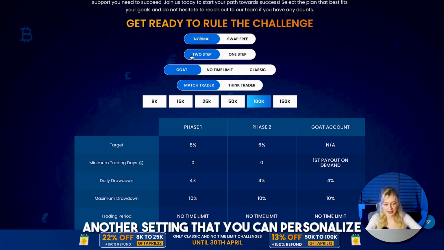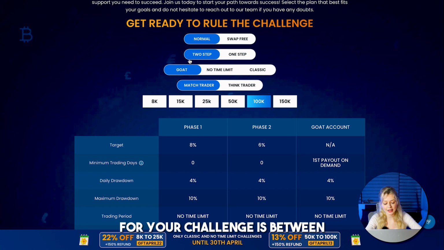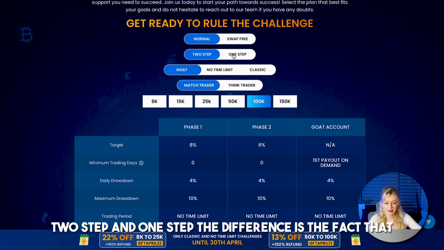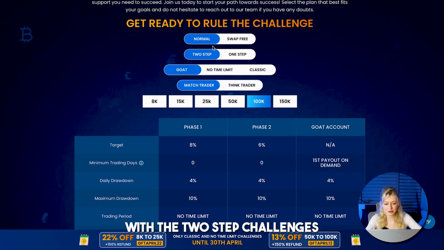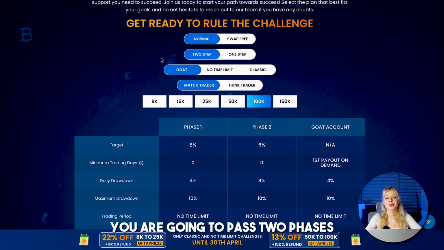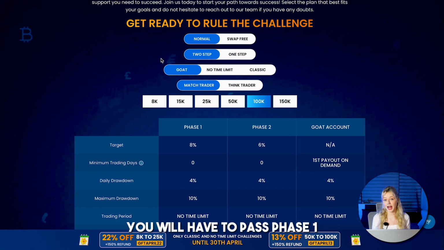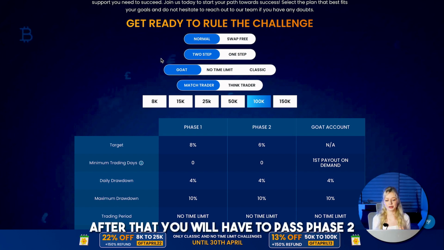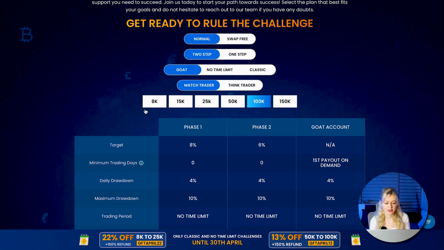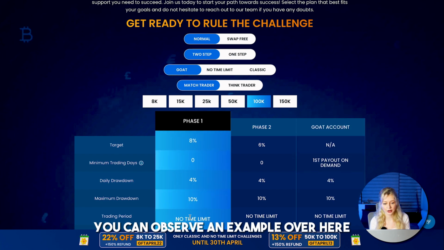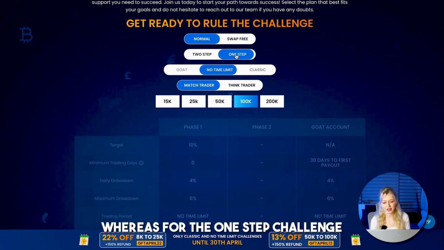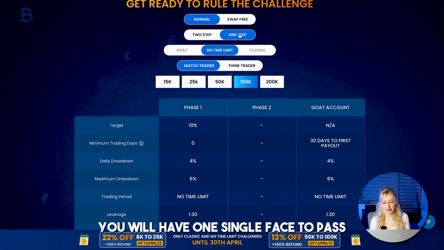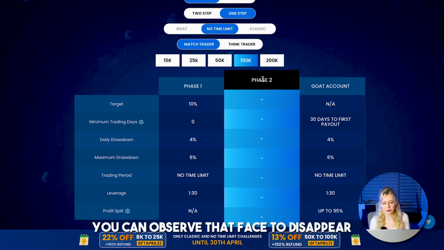Alright, another setting that you can personalize for your challenge is between two-step and one-step. The difference is the fact that with the two-step challenges, you are going to pass two phases before receiving the live account. You will have to pass phase 1, after that you will have to pass phase 2. You can observe an example over here, whereas for the one-step challenge, you will have one single phase to pass. You can observe that phase 2 disappeared.